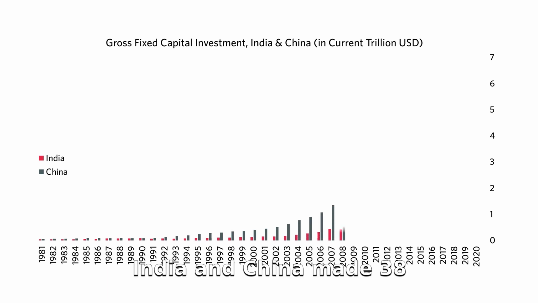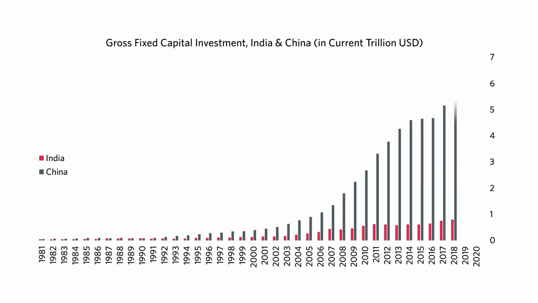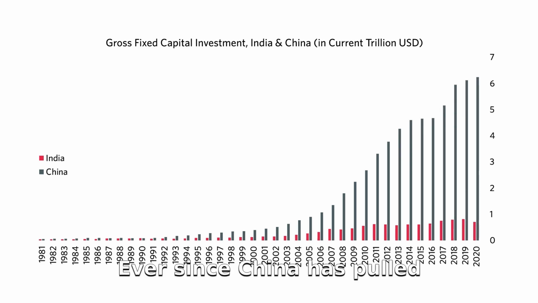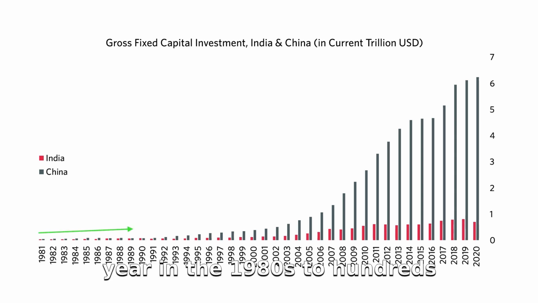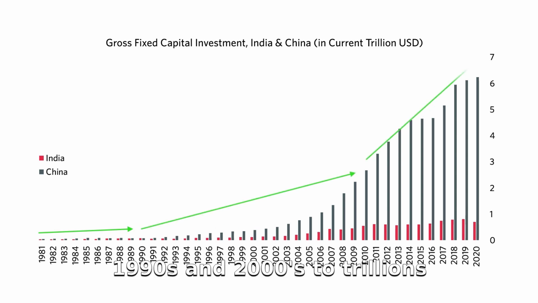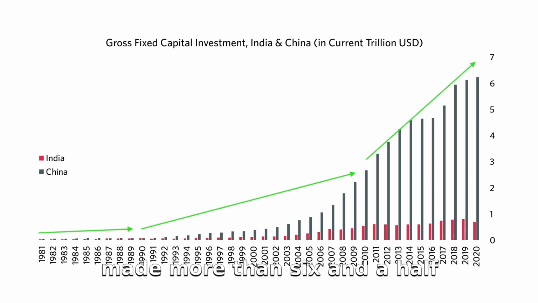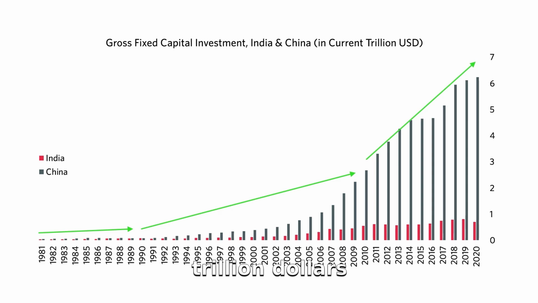India and China made $38 billion and $53 billion respectively in fixed capital investment in 1981. Ever since, China has pulled off a miraculous feat, investing tens of billions of dollars in new capital every year in the 1980s to hundreds of billions of dollars in the 1990s and 2000s to trillions of dollars in the 2010s. China is projected to have made more than $6.5 trillion in new capital in 2021.